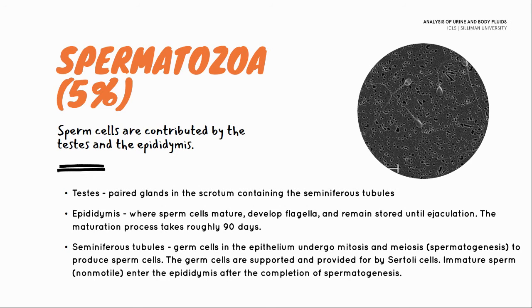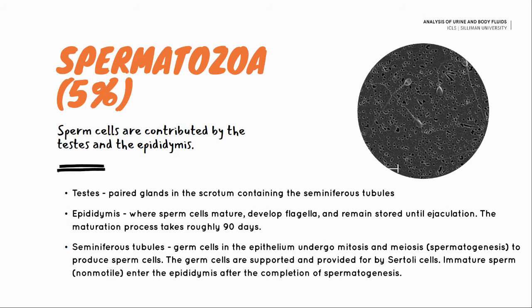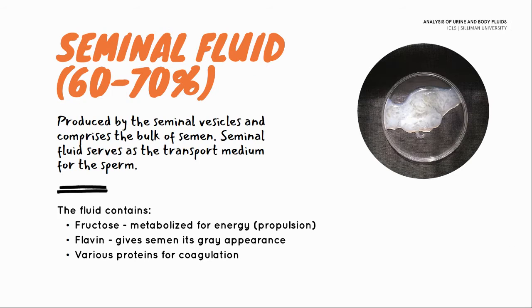The germ cells are supported and provided for by the Sertoli cells. And immature sperm enter the epididymis after the completion of spermatogenesis. So that is for our spermatozoa, which is 5% of our sample. Again, it is contributed by the testis and the epididymis. Now let's proceed to our seminal fluid.